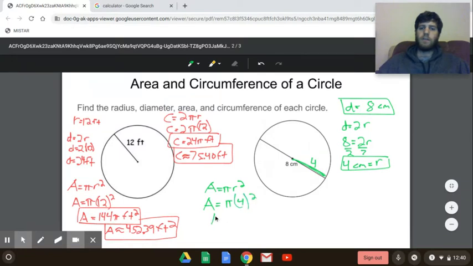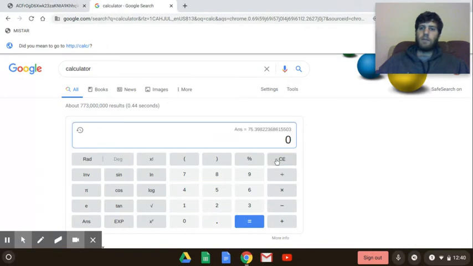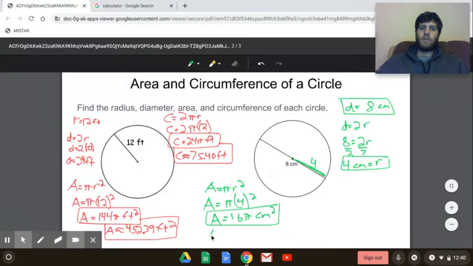So that's going to be 16 pi centimeters squared. That's the best answer you can get. If you want to approximate it, we can do 16 pi, which I think is 50.3. Yep, 50.26. Let's say 50.27 centimeters squared. So area is approximately 50.27 centimeters squared.